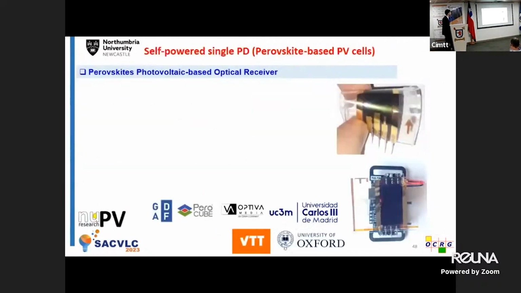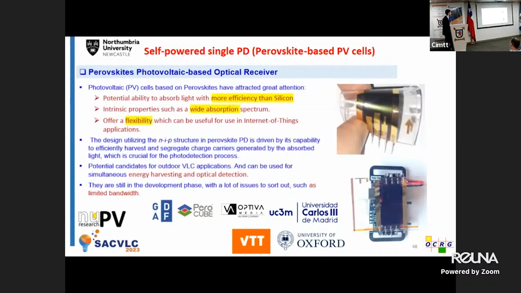The last bit of this is more about introducing Carlos' work and myself on a single photodiode, from the point of view of having an optical receiver and a single photocell. So we were looking into a photovoltaic. Can we use this as a receiver? Can we capture the signal with a self-powered receiver, as well as provide energy harvesting without the need for a power source?